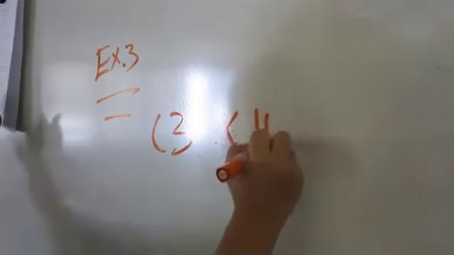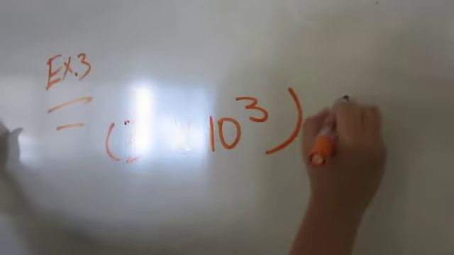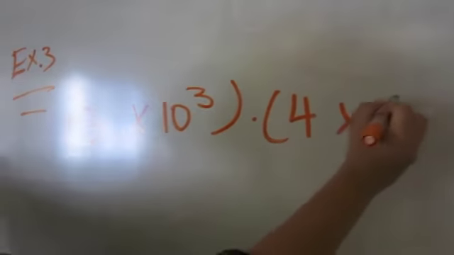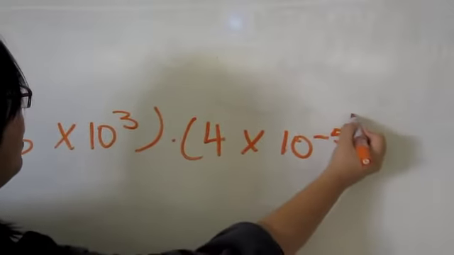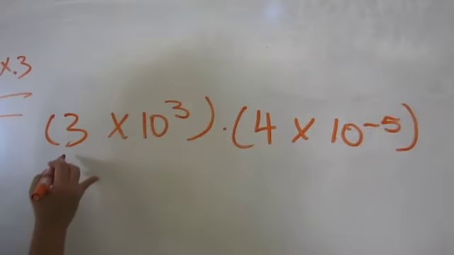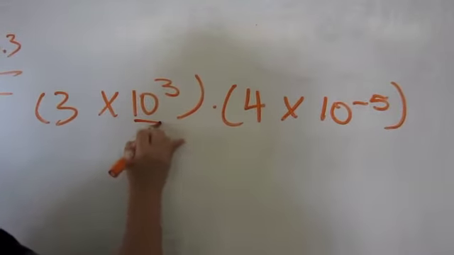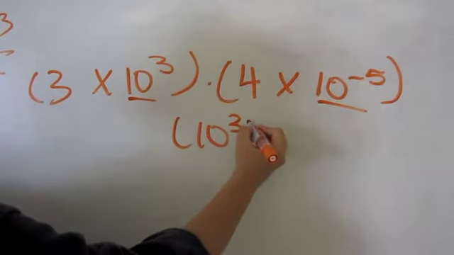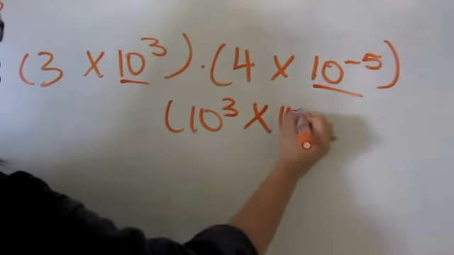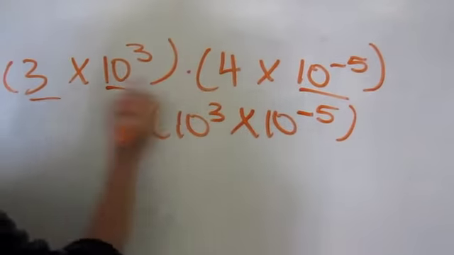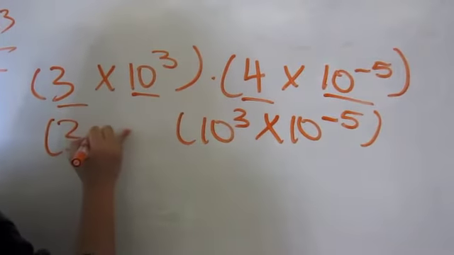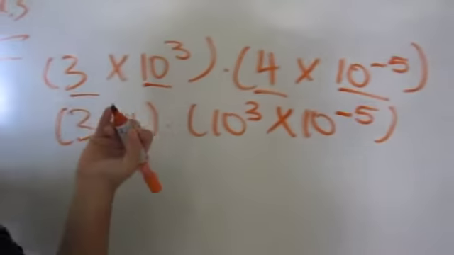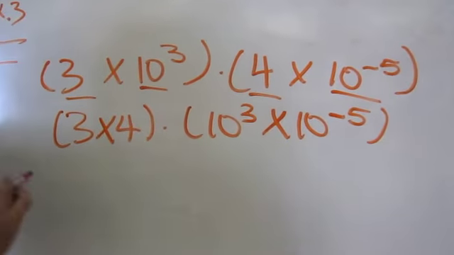So here's our example number 3. It's 3 times 10 to the third power times 4 times 10 to the negative 5 power. So at first you would put the numbers together. So these are the power parts, so you put them together. 10 to the power, and 3 and 4 together. 3 times 4, you times it, and that would be, okay, so here's how you do it.